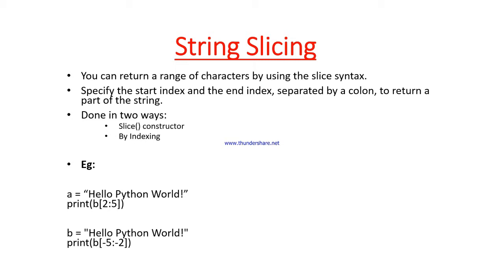Now the next major important topic is string slicing. What does slicing mean? Slicing means we will be getting a substring from the original string. We will be separating the substring from the original string. Then how can we do this? We can do this in two ways. First, by using the slice constructor, and the second is by using indexing. Now I will show you how to implement it. So let's jump into the coding part.